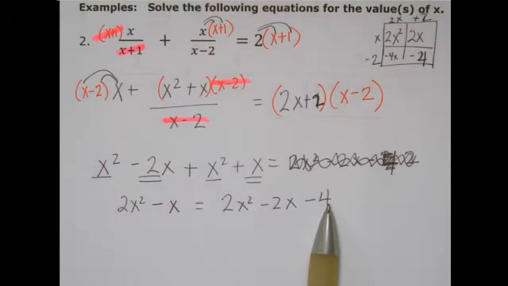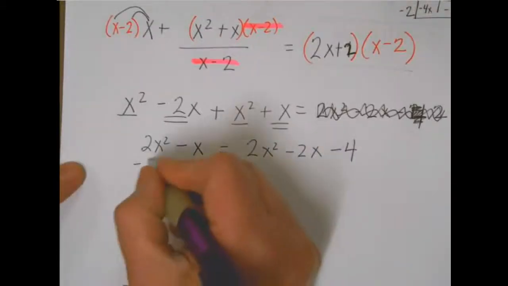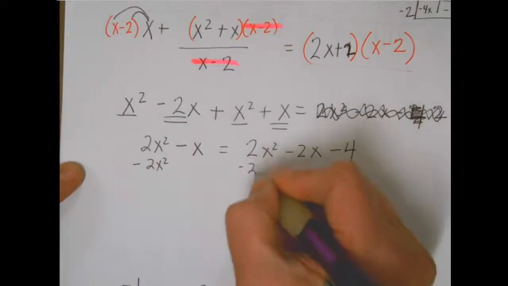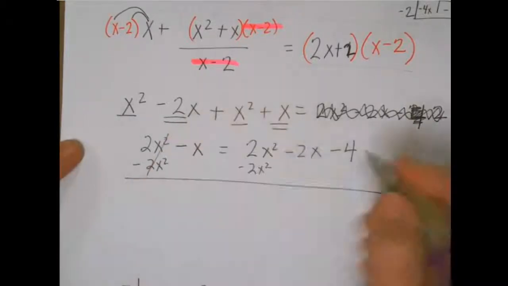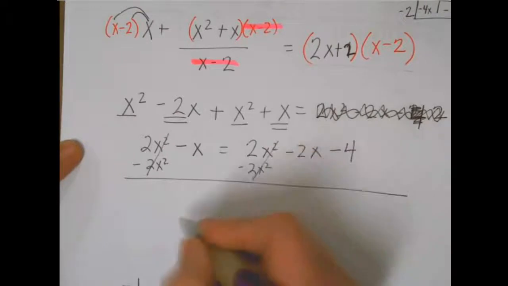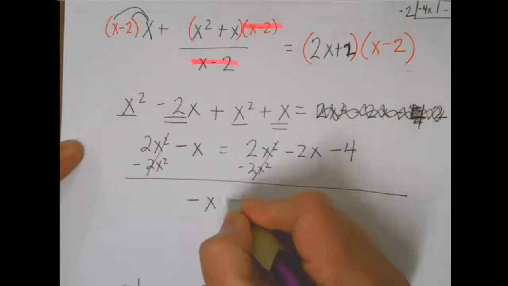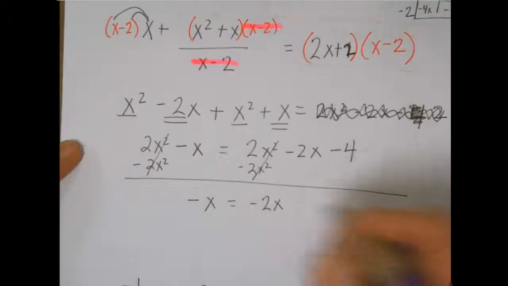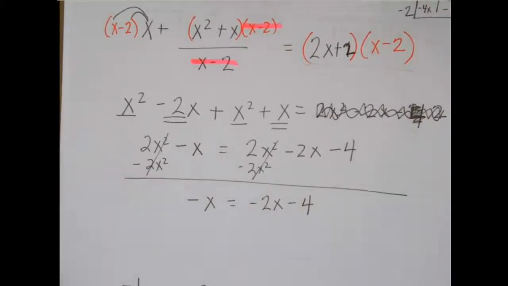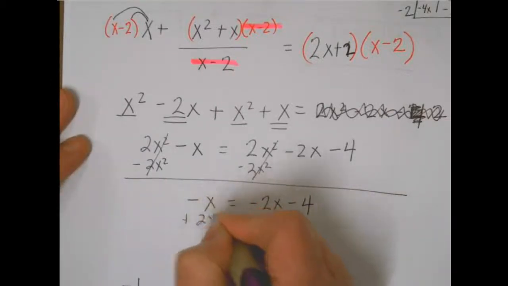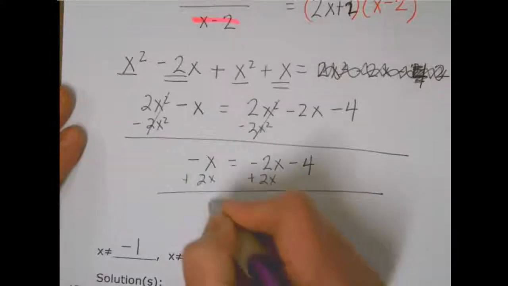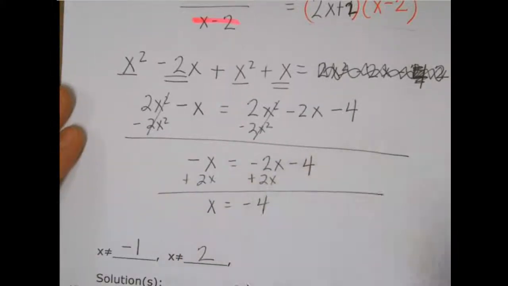I still need to combine like terms. Subtract 2x squared from both sides. What's going to happen to my 2x squareds? Cancel here. What's going to happen over here also? Do I have x squared anymore? No, it canceled out. So now I need to combine like terms again. And x will equal negative 4.